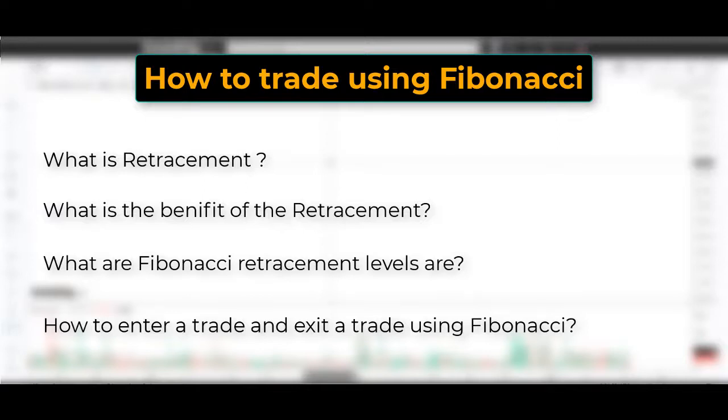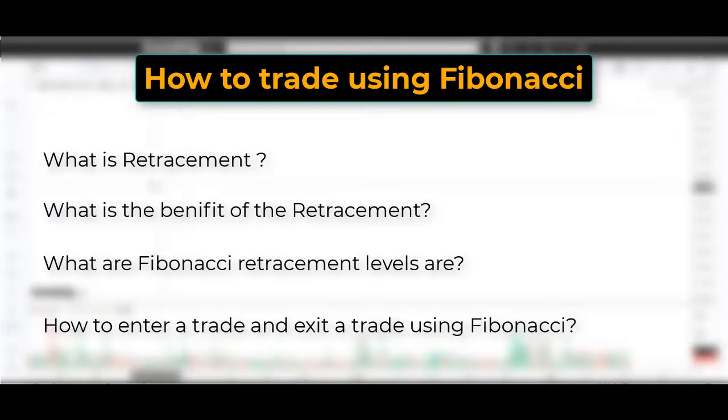Firstly, let's understand what is retracement. Retracement is a price correction or a price change in a massive downtrend or uptrend. And you have to remember, in the stock market there are three major trends, which are downtrend, uptrend, and sideways. But retracement can be found in only two trends, which are uptrend and downtrend.